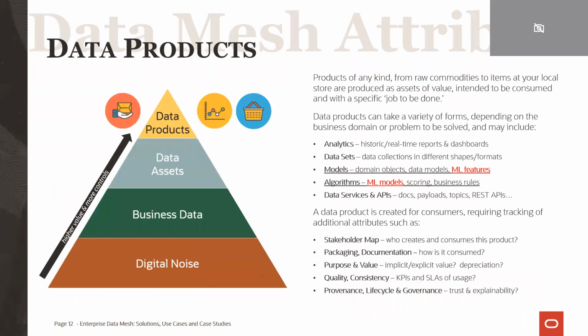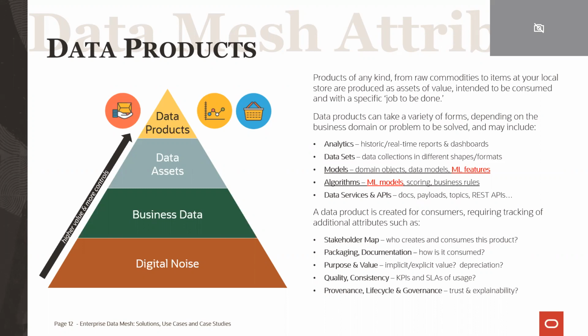So, in data products, in general, it starts with something like digital noise. Let's say a Tesla car creates thousands of data points every second or so, right? There are hundreds of features involved with it. Some of those features are not necessary.